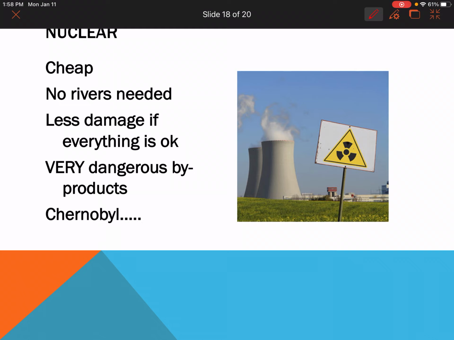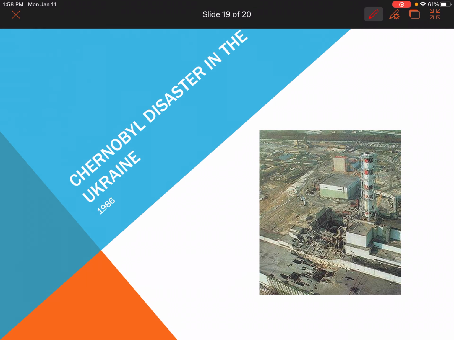So we have Fukushima. You guys, no, you'd probably be too young. You might remember somebody talking about it at one point. But we have Chernobyl, which is older. We have 1986 with the Chernobyl disaster in the Ukraine. So there was a big explosion. You can visit Chernobyl now and see what happens.